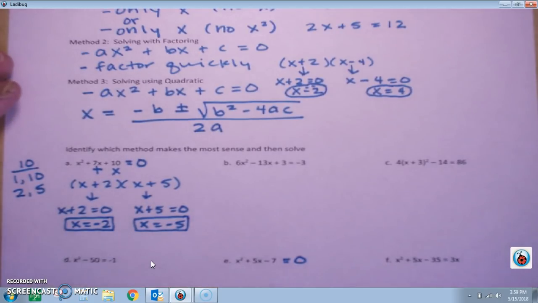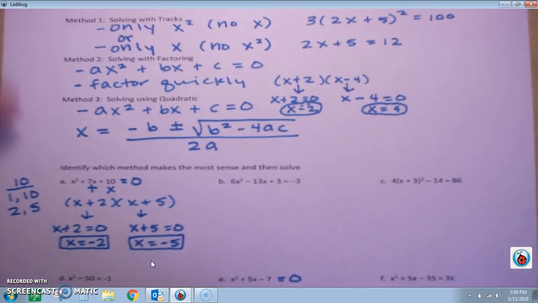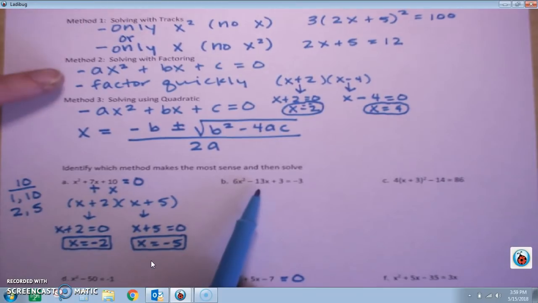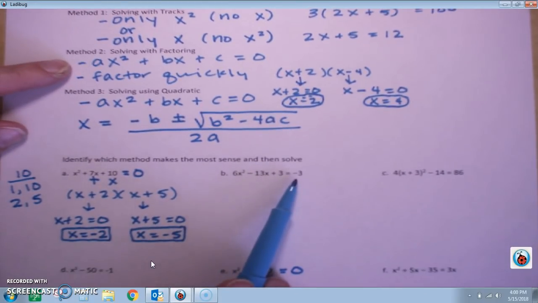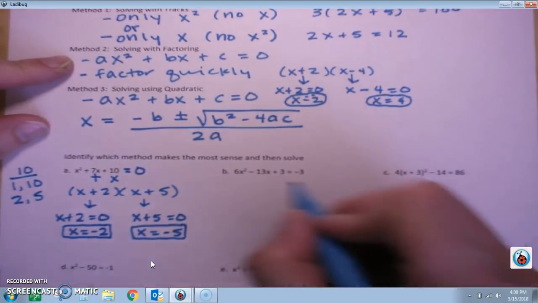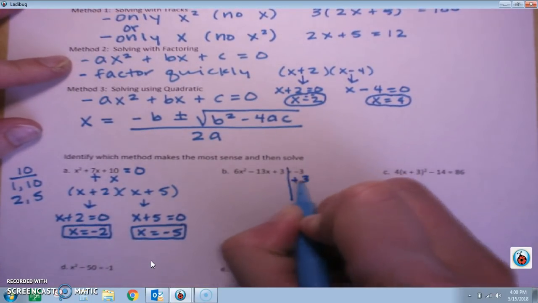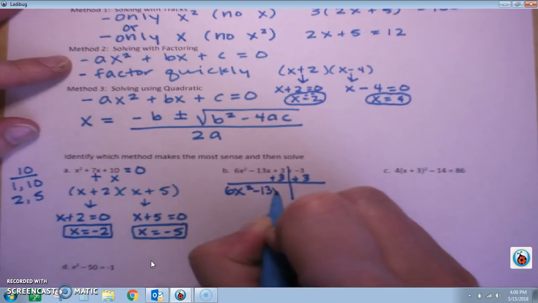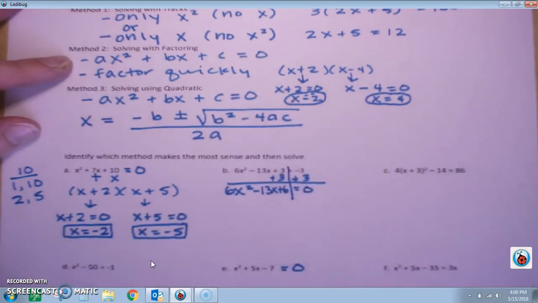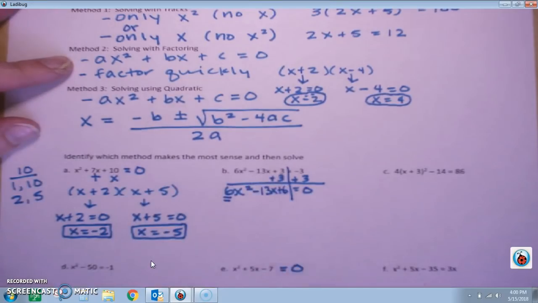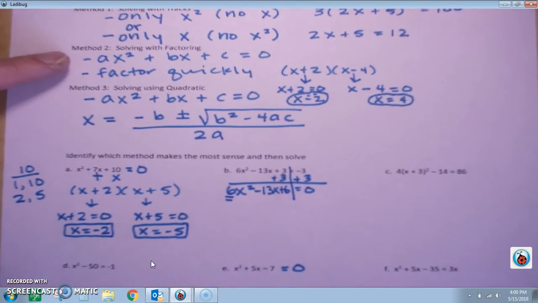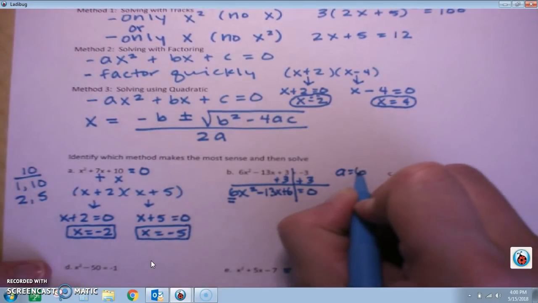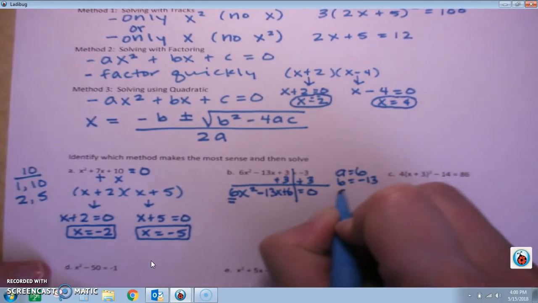All right, next one. Again, I'm going to run through my list and see which method makes the most sense. So I see an x squared and an x. That means I cannot use method 1. I see that I could put it in standard form, so I'm going to try that and see which method I might use next. So to put this in standard form, I would want to add 3 to both sides. So then I would have 6x squared minus 13x plus 6 equals 0. Because of this 6 in the front, that's going to be kind of challenging to factor. So I'm going to use the quadratic for this one. So in this one, my a is 6, my b is negative 13, and my c is 6 as well.